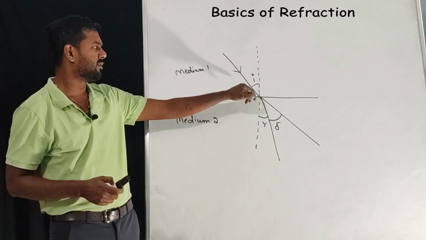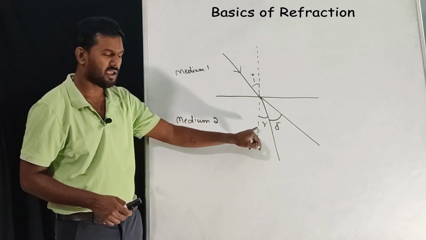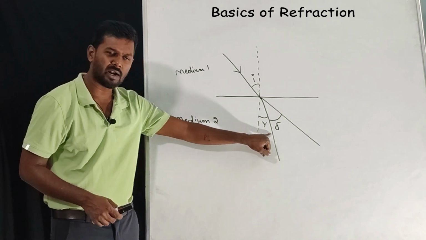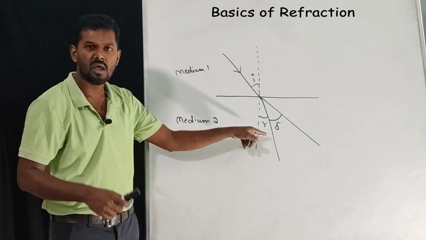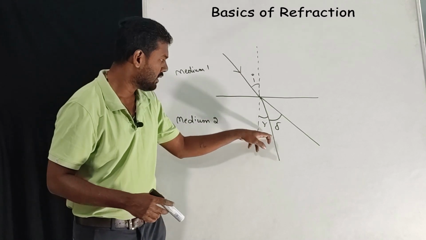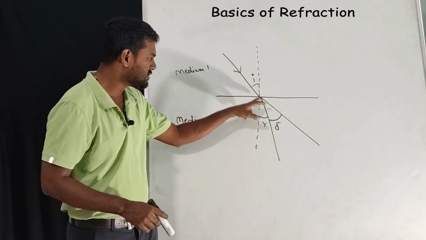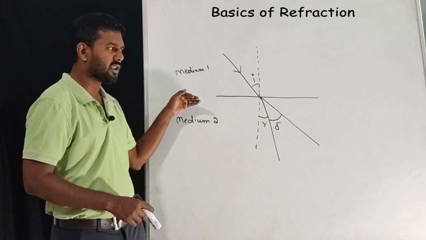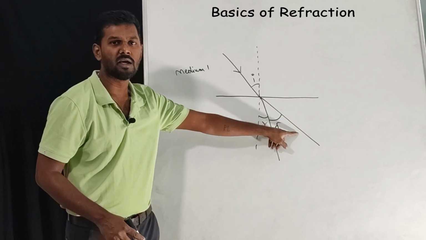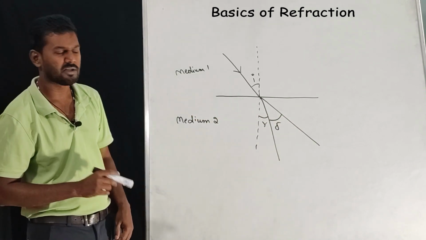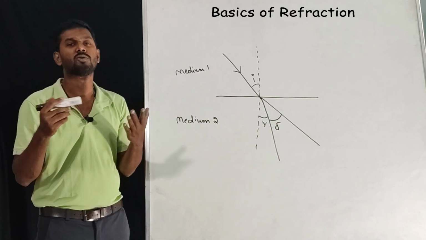See, the angle between the incident ray and the normal is angle of incidence. The angle between the refracted ray and the normal is called angle of refraction. The angle between the refracted ray and the original path of light, which is the path if there was no medium and no change in path, is called angle of deviation. All these basics you should know, because we are going to use them in some questions.